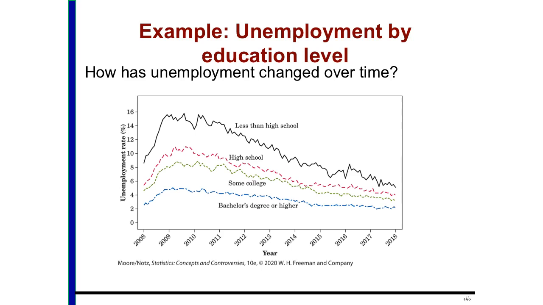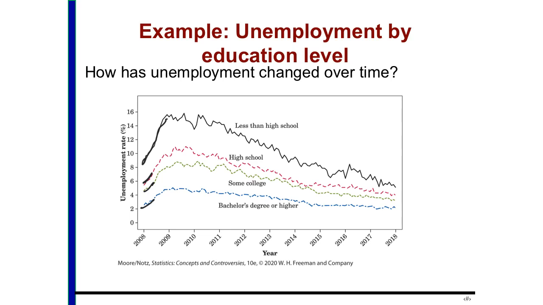Here is an example of a line graph. It's looking at how unemployment has changed over time, and we start in 2008. It compares 4 different education levels. You have the people that got less than a high school degree, you see them up here in this black line. The blue line down here is the bachelor's degree. Then the high school degree up there, and the some college. So you see the different lines.